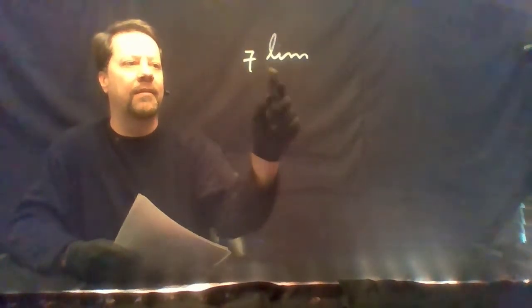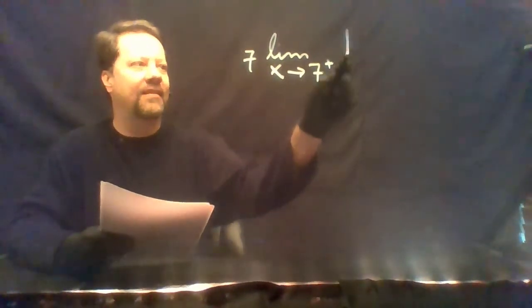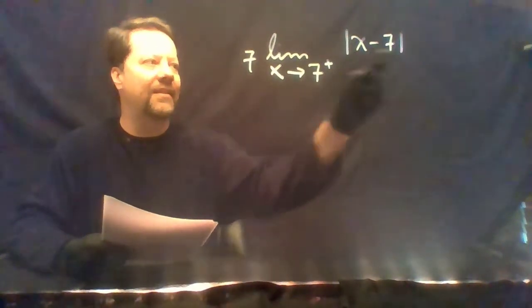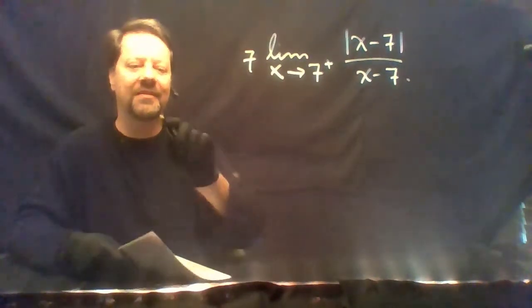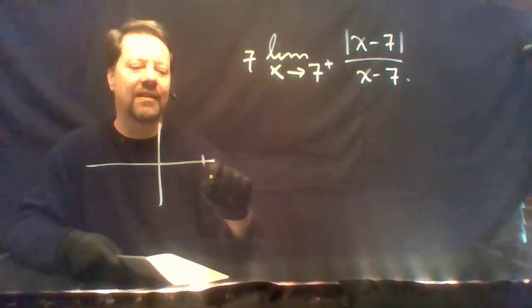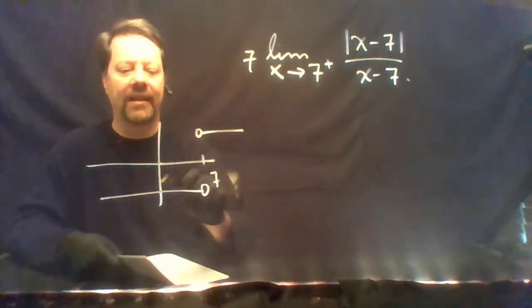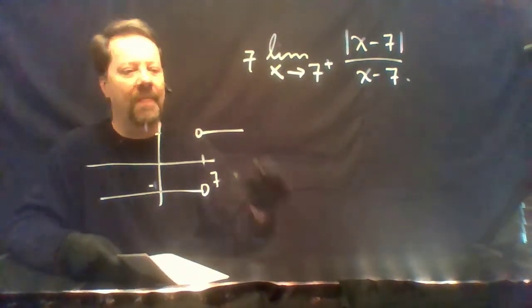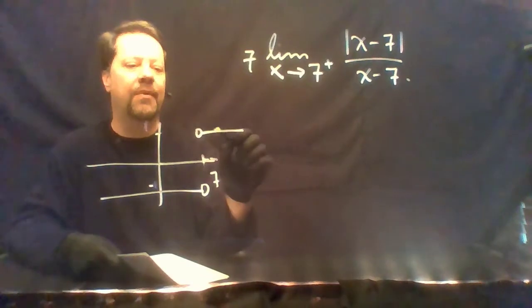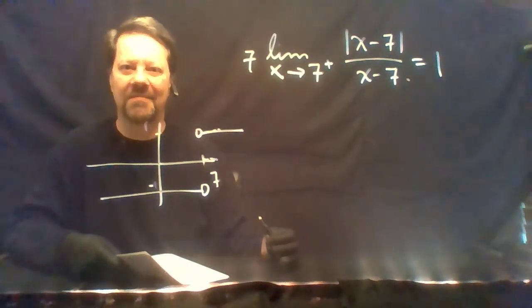On problem 7, we have the limit as x goes to 7 from the right of absolute value x minus 7 over x minus 7. Of course, the graph has a jump discontinuity at 7, taking on values of minus 1 to the left and positive 1 to the right. Since we're approaching 7 from the right and the values are all 1 there, the limit is 1.